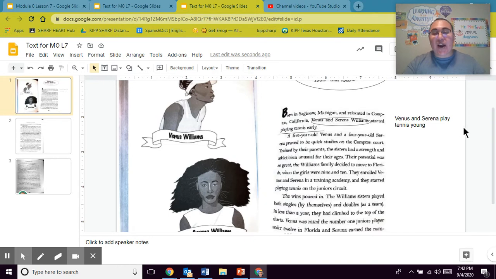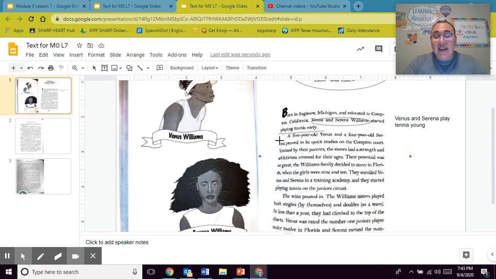Okay? Next paragraph. A 5-year-old Venus and a 4-year-old Serena proved to be quick studies on the Compton court. Trained by their parents, the sisters had strength and athleticism unusual for their ages. Their potential was so great, the Williams family decided to move to Florida when the girls were 9 and 10. They enrolled Venus and Serena in a training academy, and they started playing tennis on the junior circuit.